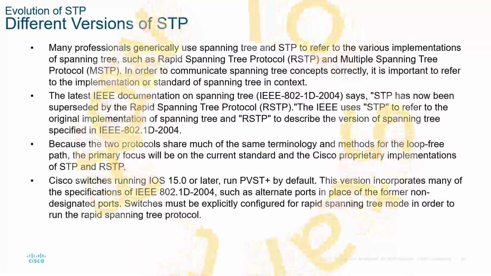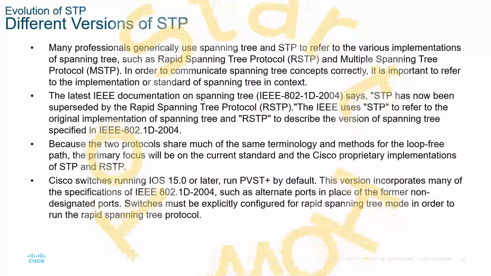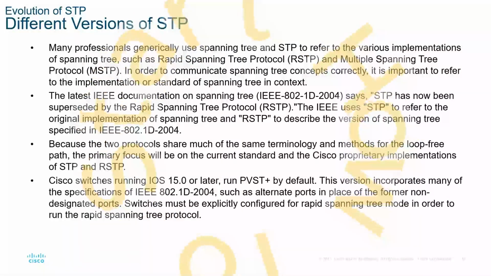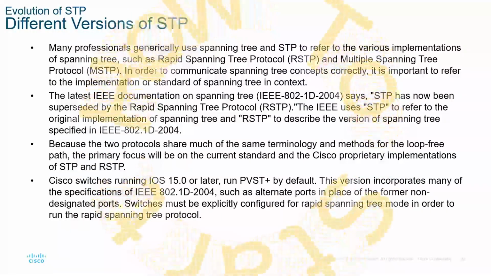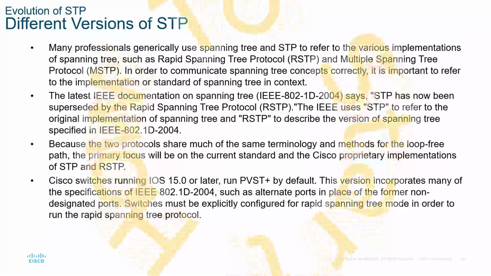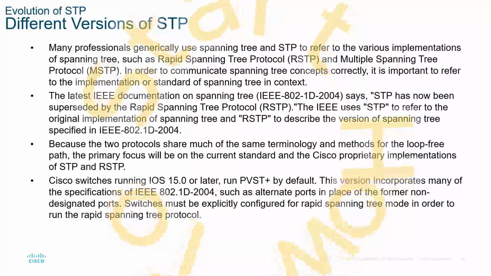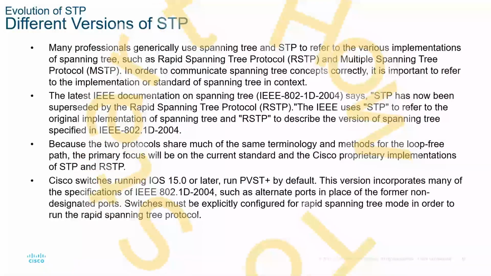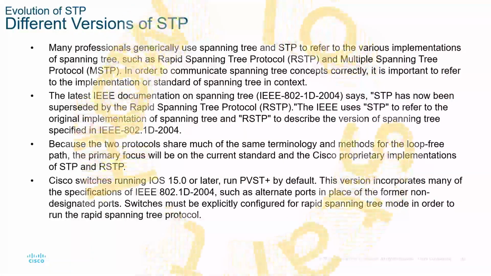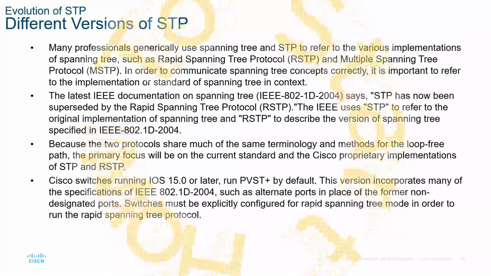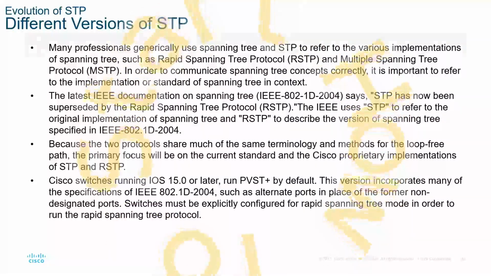The nice thing is we have a hybrid called per VLAN spanning tree plus. That is the default variation of spanning tree protocol used on Cisco equipment. And this actually incorporates many of the specifications of the original IEEE 802.1D, including things like alternate ports and a place to form a non-designated port, things of that nature. So it actually allows us to deal with the rapid spanning tree protocol without having to enable it, because per VLAN STP Plus actually incorporates some of those technologies.